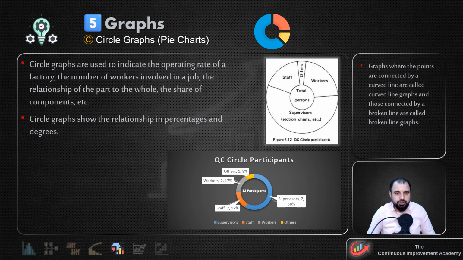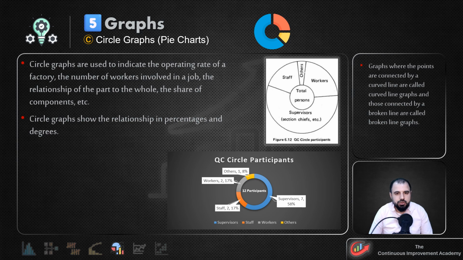Pie charts, or circle graphs, are very common, and we can assume that we see them every day in every presentation, or in many of the presentations that we see. Circle graphs or pie charts are used when we want to see visually how any part is contributing to the whole.